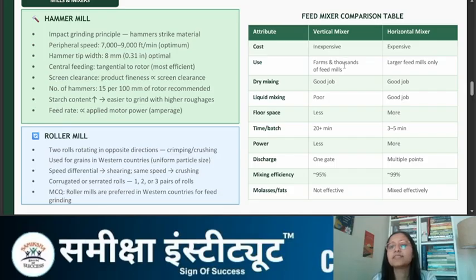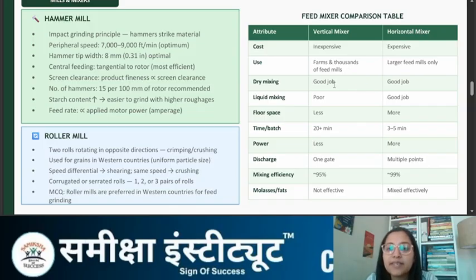So different mixers are present, vertical mixer and horizontal mixer. After crushing and shearing, we will go for mixing of the feed ingredients. So there are 2 types of mixers, vertical mixers and horizontal mixers. As the name suggests, it is based on the shape of the structure. In the case of a vertical mixer, the cost is inexpensive. It becomes higher in the case of a horizontal mixer. Then the vertical mixer is used for farms, and the horizontal mixer is used for higher and larger feed mills.